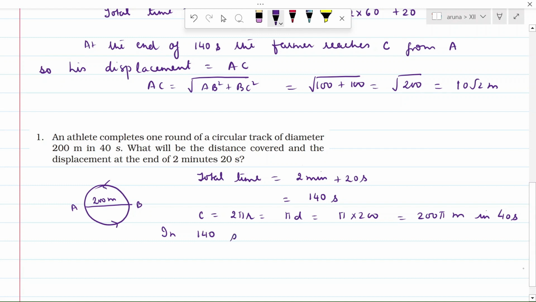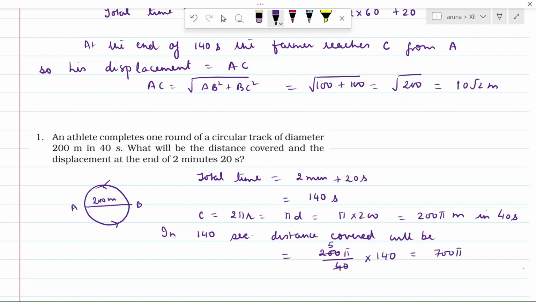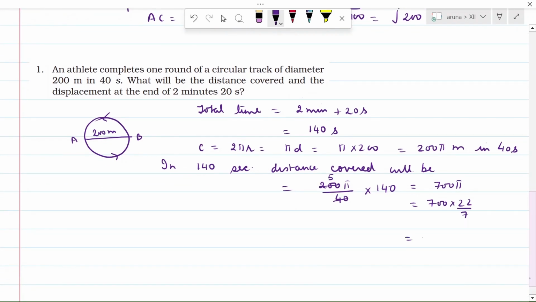the distance covered will be 200 pi divided by 40 into 140. I am doing it like this just to make it a little easy for you to understand. This becomes 700 pi. If you wish, you can convert it now by changing pi to 22 by 7, and the answer is 2200 meters. That will be the distance.